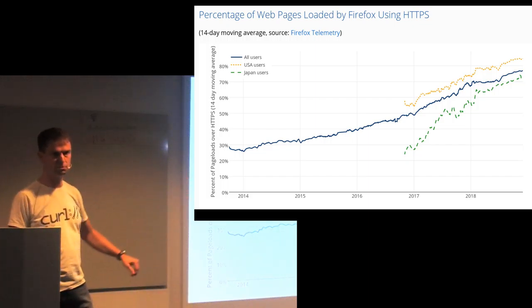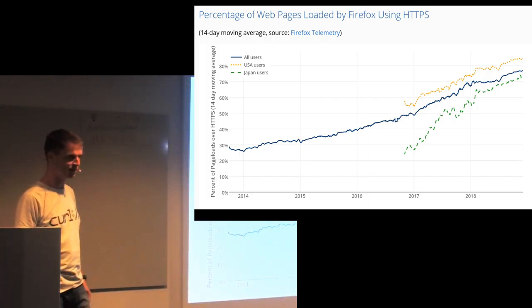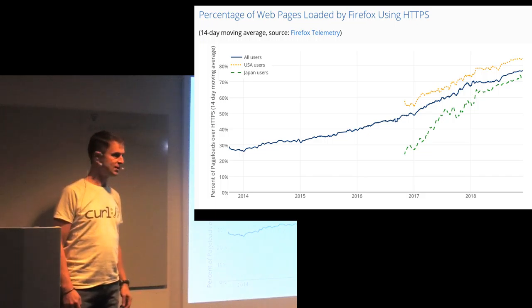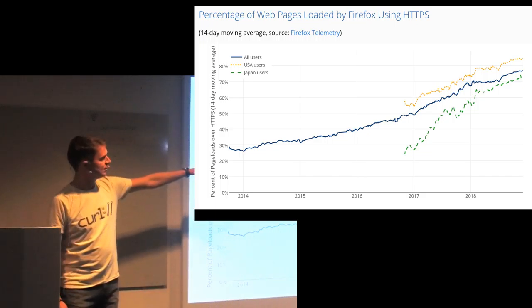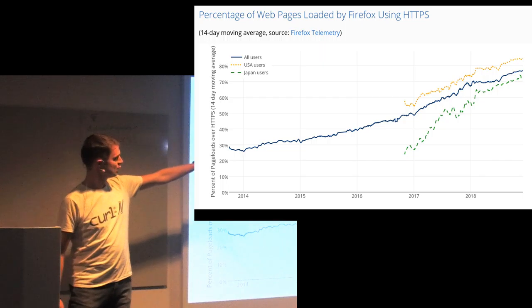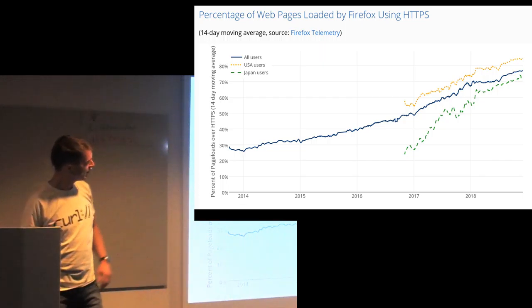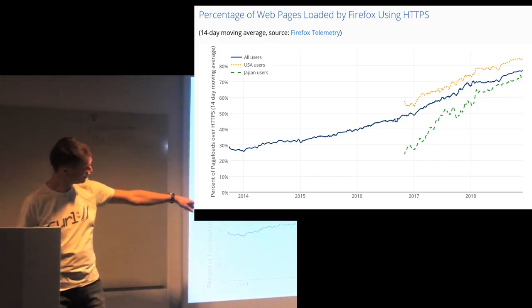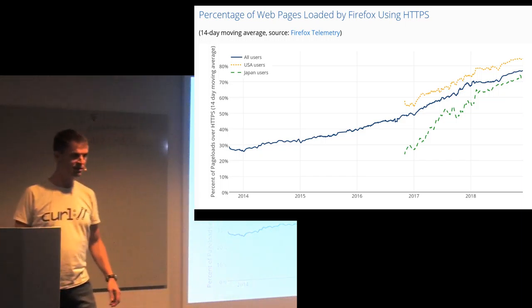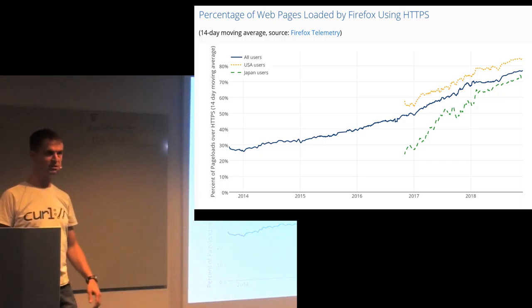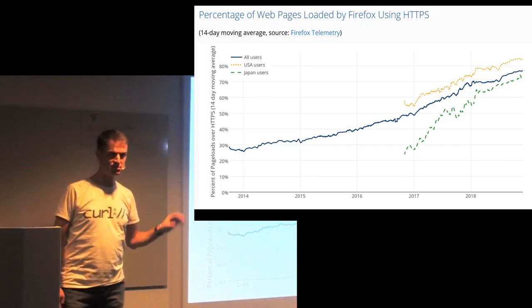The percentage of page loads done over HTTPS on the internet today. The trend is going up, up, up. All users is the big blue here, about 80% at least by the end of last year. Maybe it's 80% now. So a lot of HTTPS traffic.